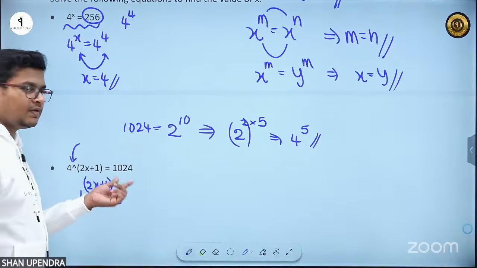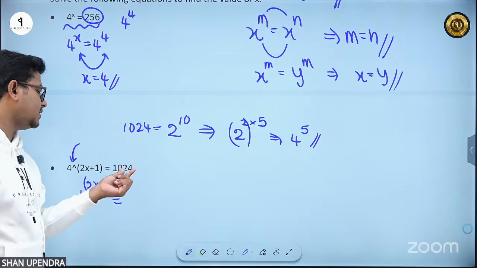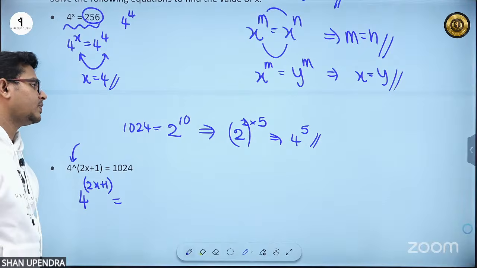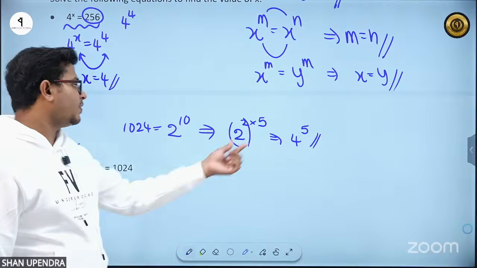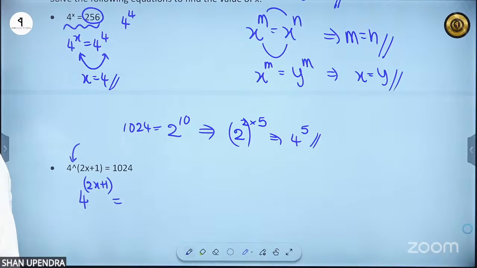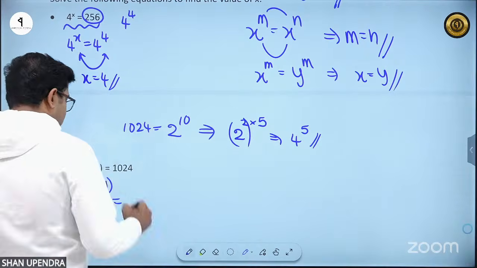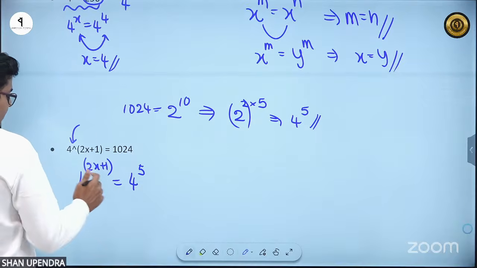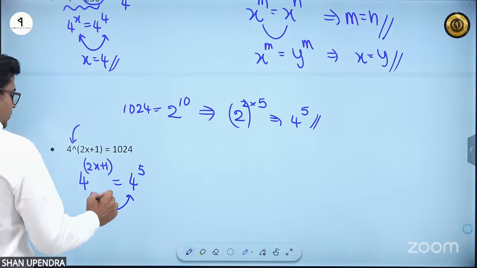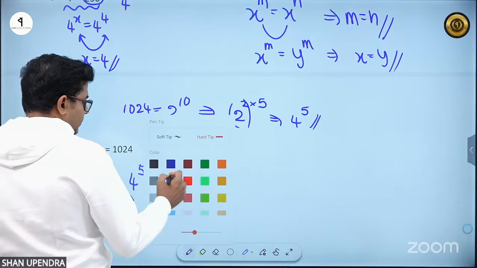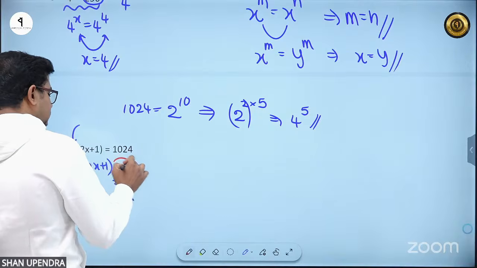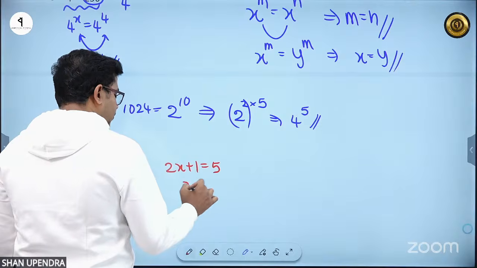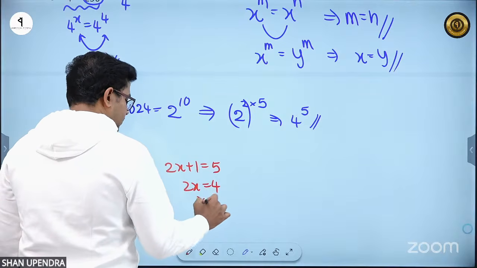I didn't notice that one directly, but I am familiar that 1024 equals 2 to the power 10. Then I can represent that value as 4 to the power 5, since 2 to the power 2 means 4. So then 4 to the power 5. Now the index values: since the base values are equal, we can write that the index values are also equal. Then you can write 2x plus 1 equals 5. Then 2x equals 4, x equals 2.